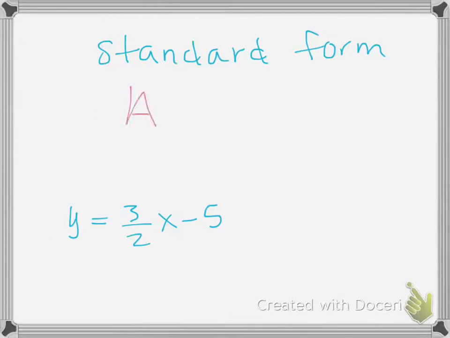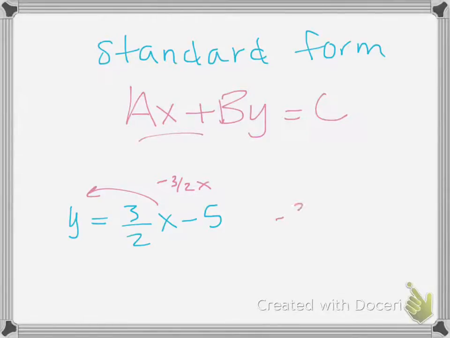Standard form is x and y on the same side. Okay, so to get this x over, I would subtract it. And x has to come first. So I got -3 over 2 x plus y equals -5. And then I want to have no fractions and decimals. So I've got to multiply something to get rid of that fraction. If I multiply by 2, because that's my bottom number here, I will be able to cancel those. So then this becomes -3x.